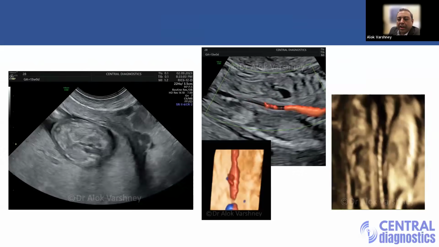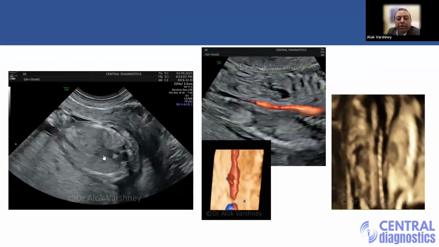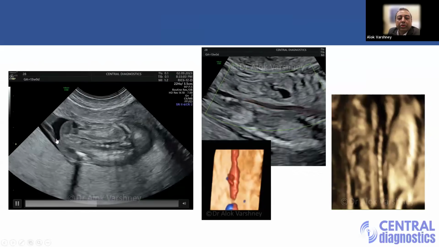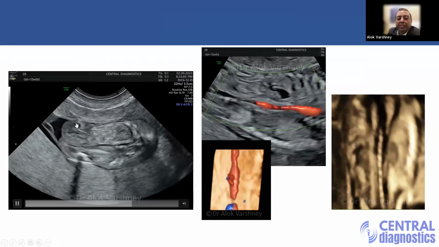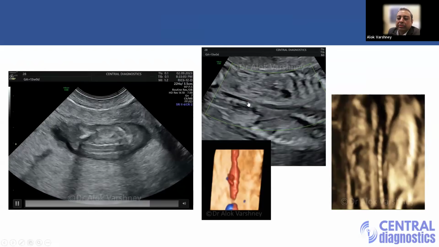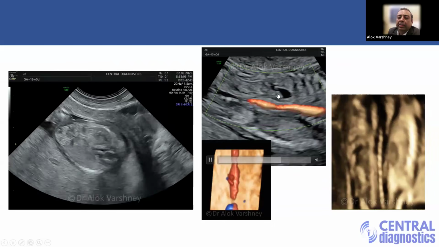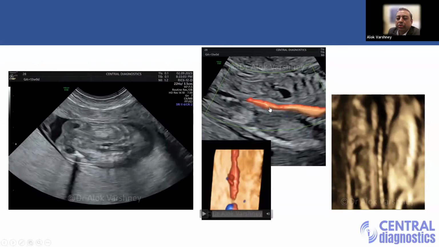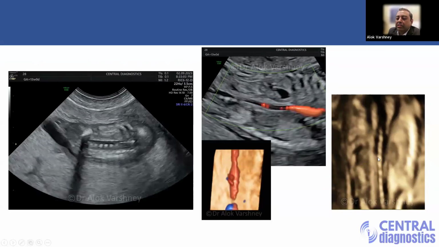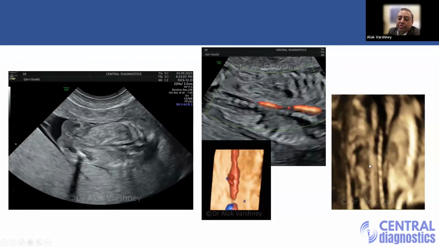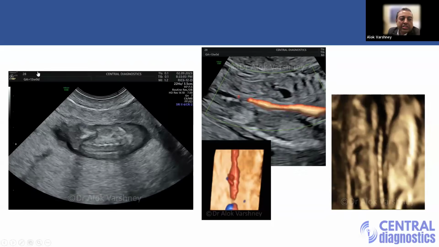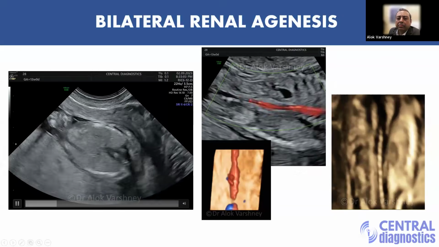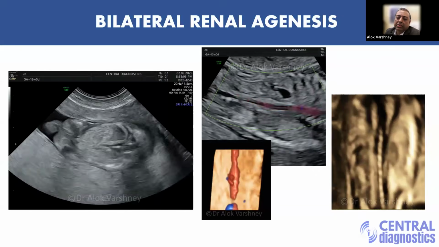Now, this is in fact even rarer. We do not see both of the kidneys. We do not see the urinary bladder, but notice the amniotic fluid in this case was normal. And when we try to locate the renal arteries, we do not see the renal arteries on each side. So both the renal arteries are absent. These are the lying-down adrenals on both sides of the spine. Notice the gestational age. This is just 13 weeks of gestation at which the bilateral renal agenesis was suspected.